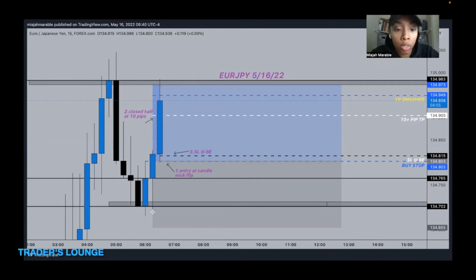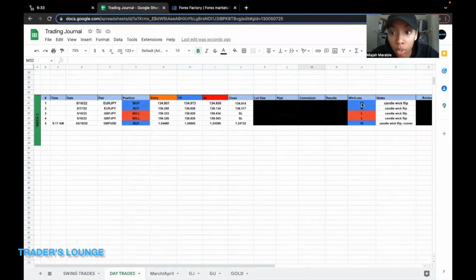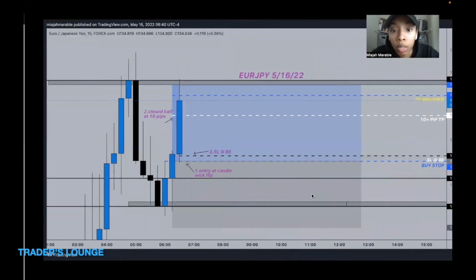Stop loss was below this area. I got in right here. Price came up, I closed half at 10 pips and moved stop loss to break even. And yeah, TP smashed on this one. So this was a W, as you can see, candle wick flip. I trade the same way all the time, so nothing changes with that one.